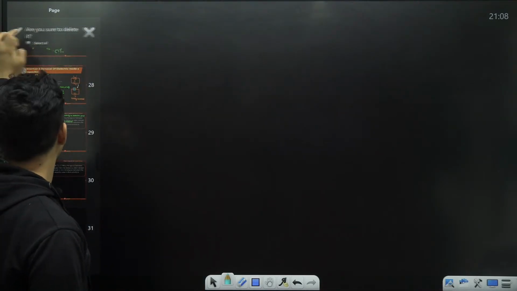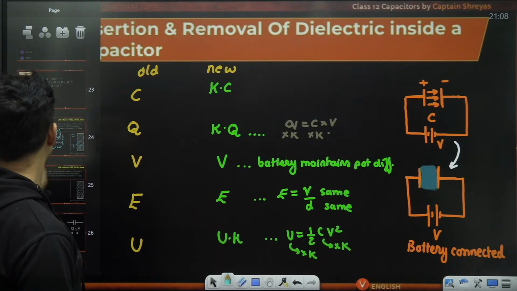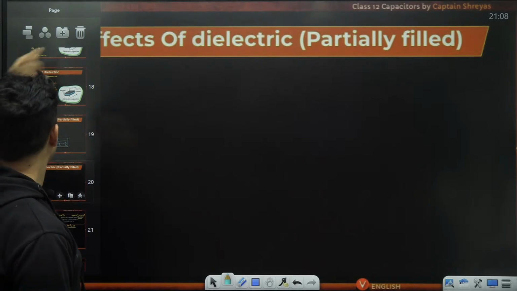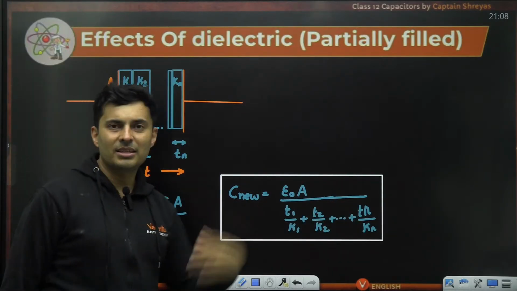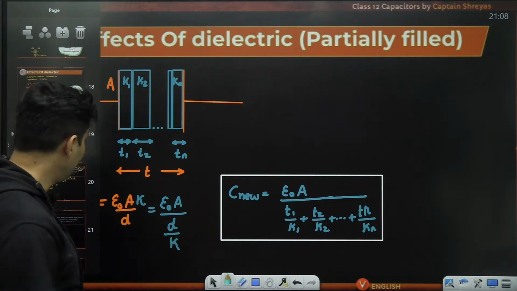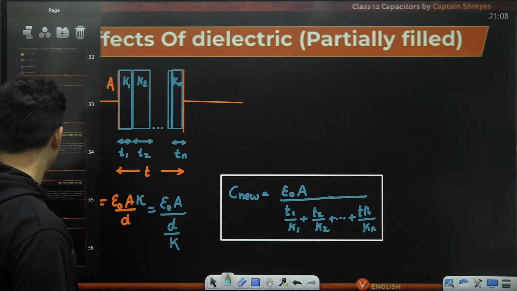Where is it? I just gave the formula, right? This one. If the capacitor is partially filled, then what do you do? In the denominator, you will have the summation of t1 by K1. Okay, fine, sir. So let us use that.